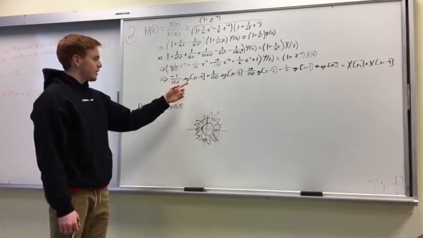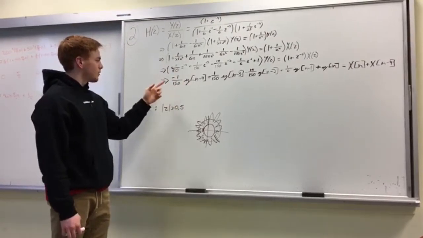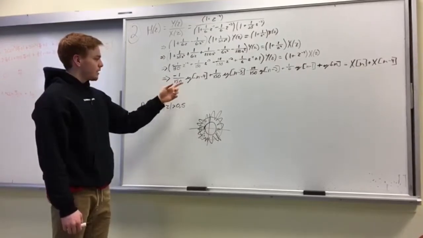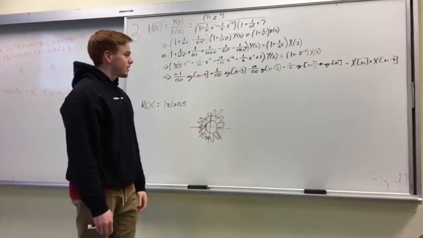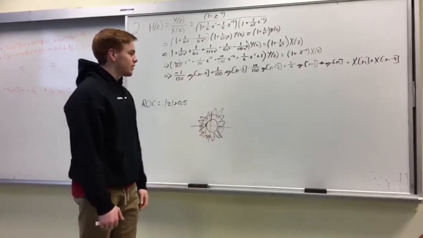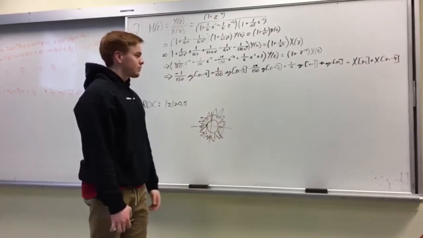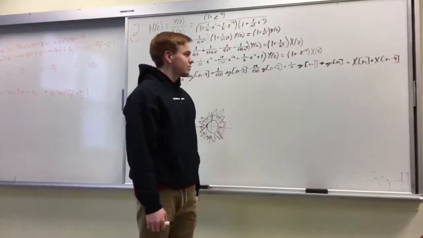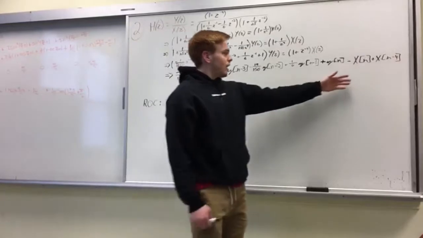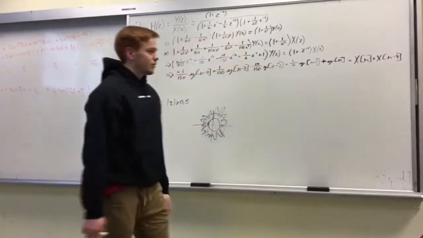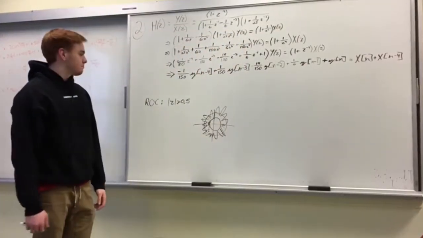So y of n minus 1 over 150 y of n minus 4 plus 1 over 150 y of n minus 3 minus 19 over 150 y of n minus 2 plus 1 over 6 y of n minus 1 plus y of n is equal to x of n plus x of n minus 4.